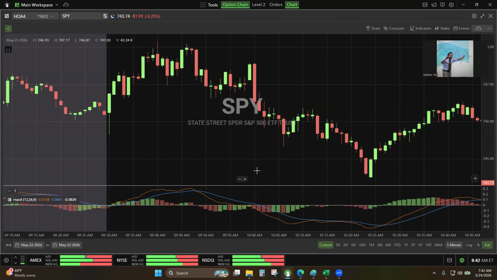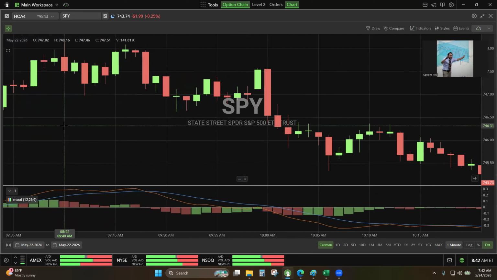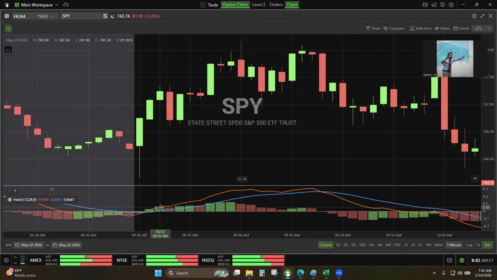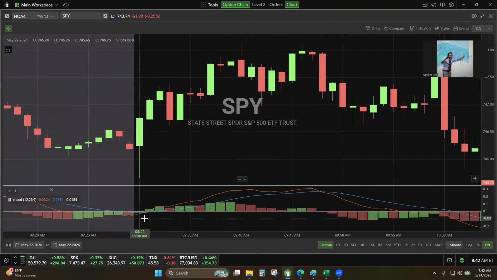But what's important here, if you zoom in since we're at the opening bell, is looking at the MACD here, and you can see right out of the gate after that first minute, the very first thing that we have is the MACD crossover. The red line crosses over the blue line. That's normally an indication that buyers are in control and the price is going up.